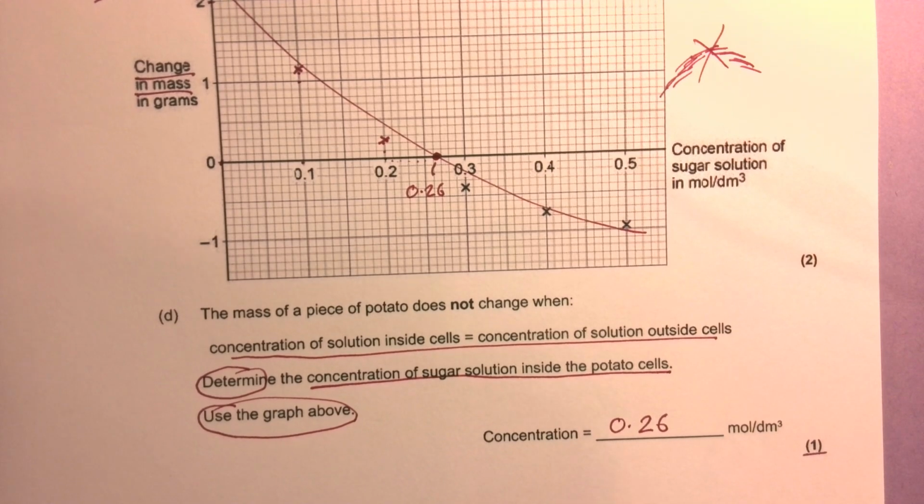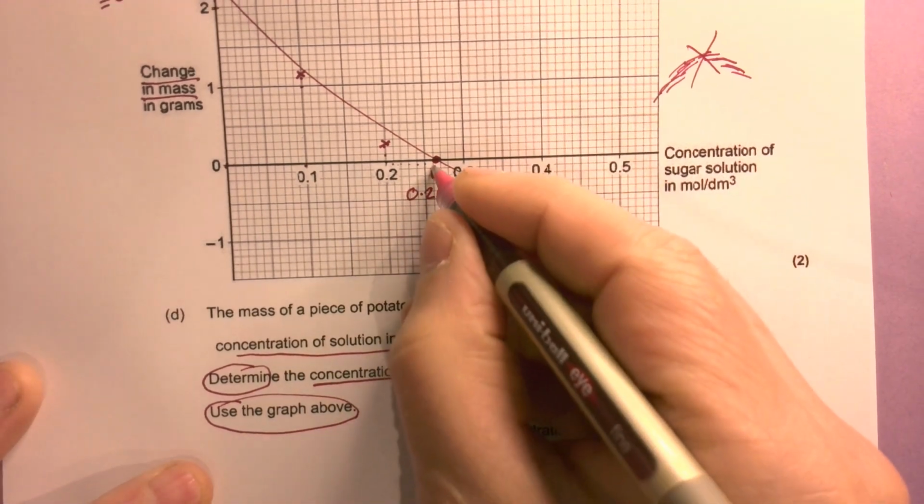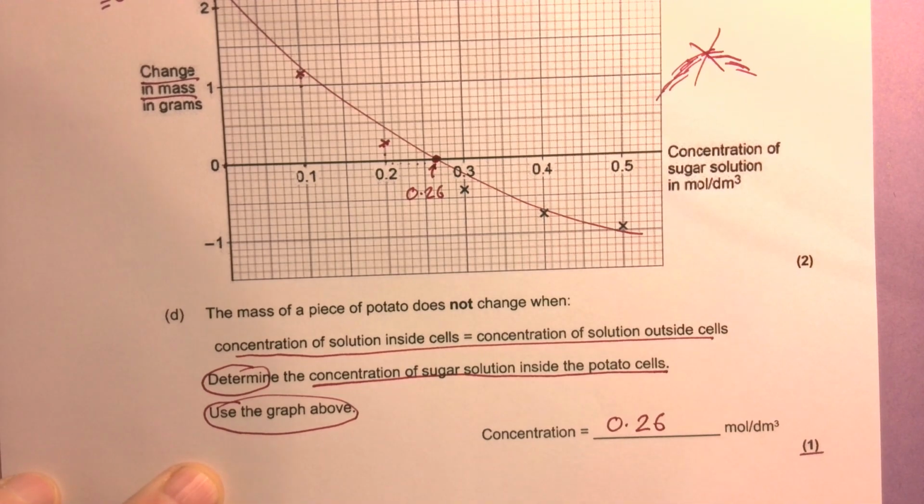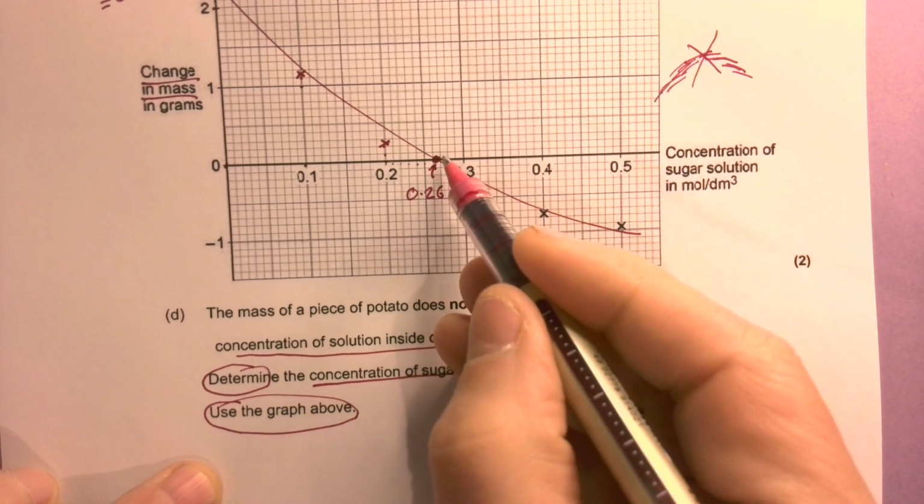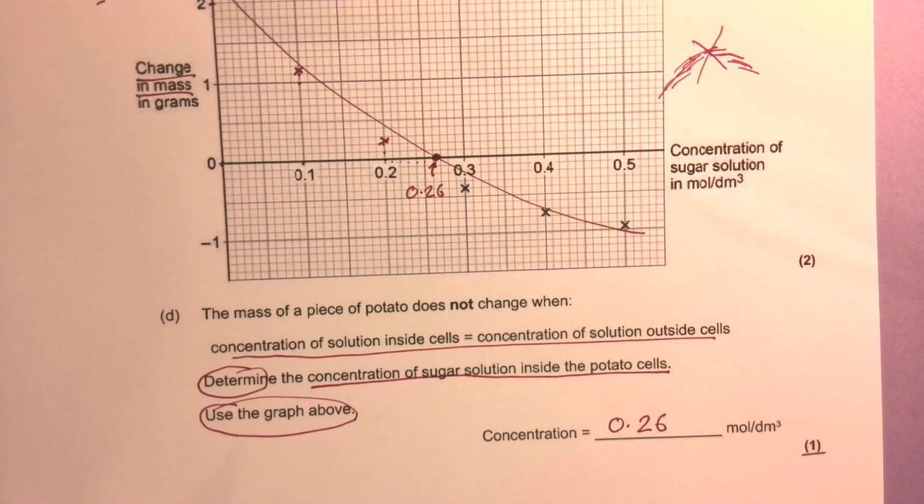The important thing is I use the data from my graph. As soon as it says use the graph, I would always draw on the graph. So the fact that I've got that little arrow there pointing to that point just shows the examiner I know which bit I'm looking for. I'm looking for when does the mass not change.